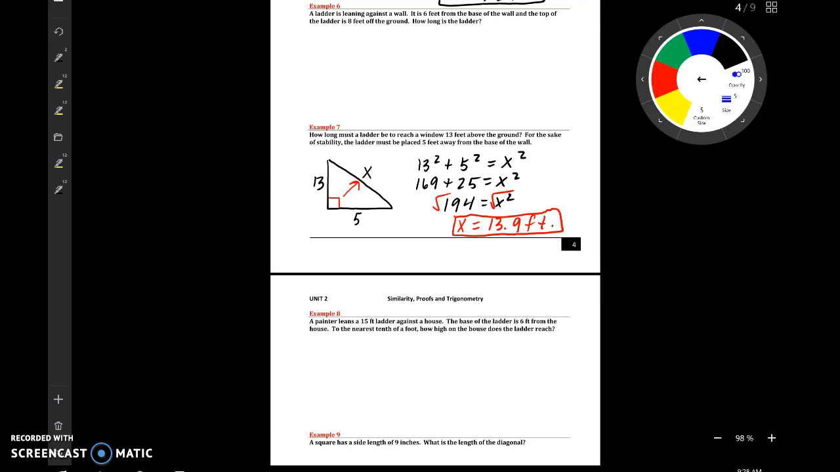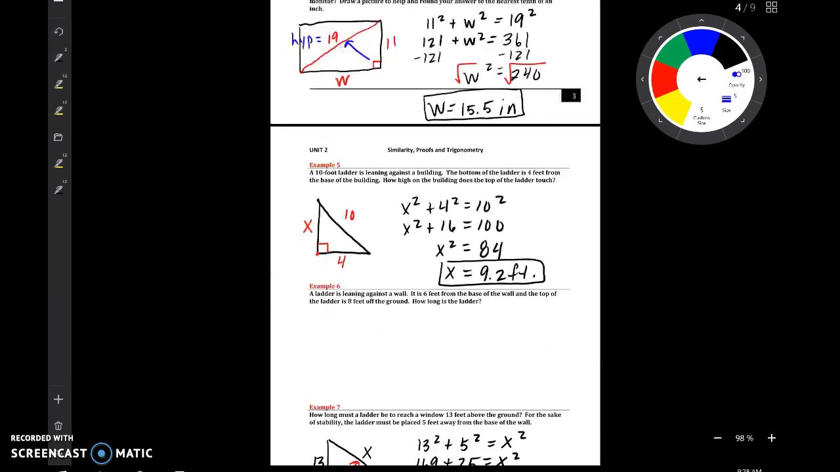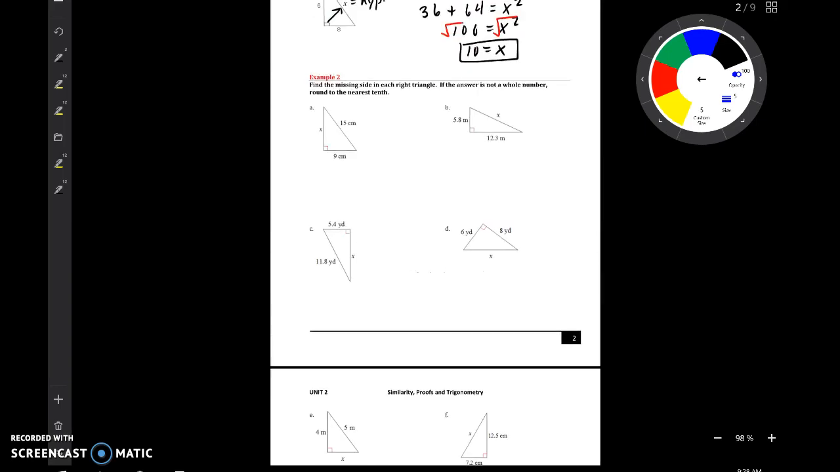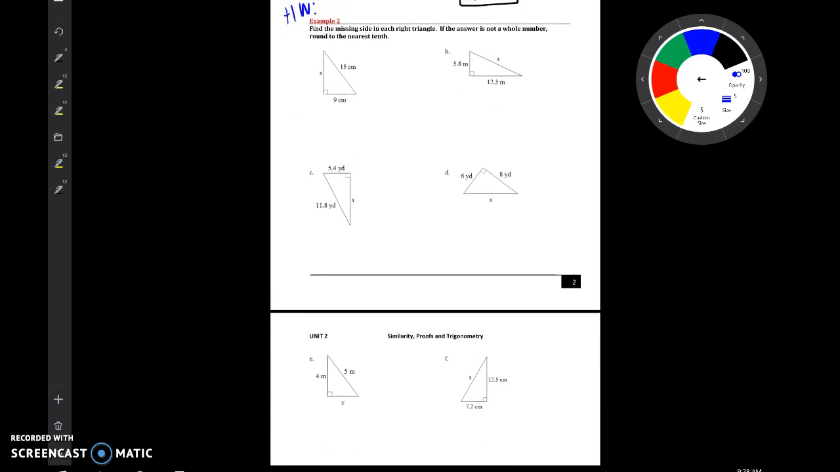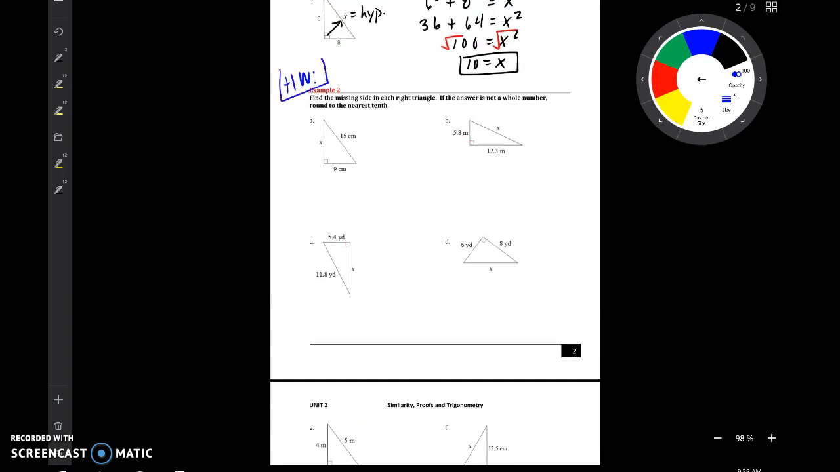Okay, so we'll finish the examples there. Your homework tonight is to do all of example 2. Okay, so find the missing side in each right triangle, round to the nearest tenth if necessary. So have those 6 problems due for our next class.